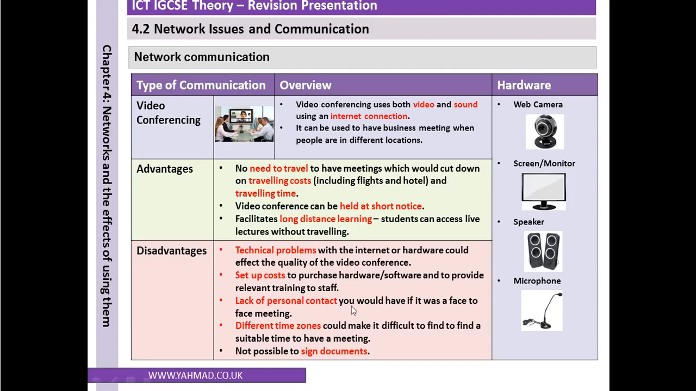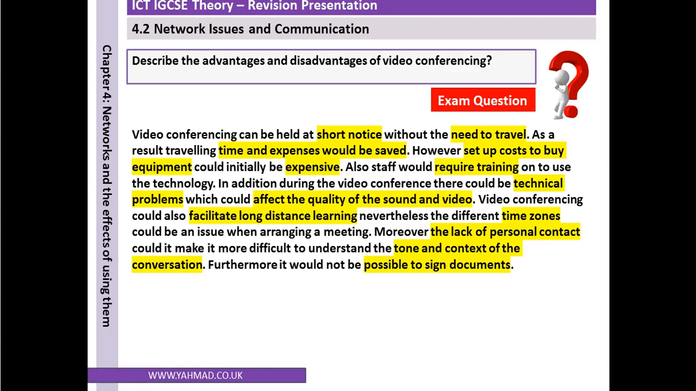A lack of personal contact you would have if it was a face-to-face meeting. So some people would prefer to meet face-to-face rather than talking into a monitor and a screen. They would prefer to sit with someone, have dinner with somebody and talk about business over a dinner rather than talking through a monitor screen. Different time zones could make it difficult to find a suitable time to have a meeting, and also it would not be possible to sign documents or to share physical copies of documents.